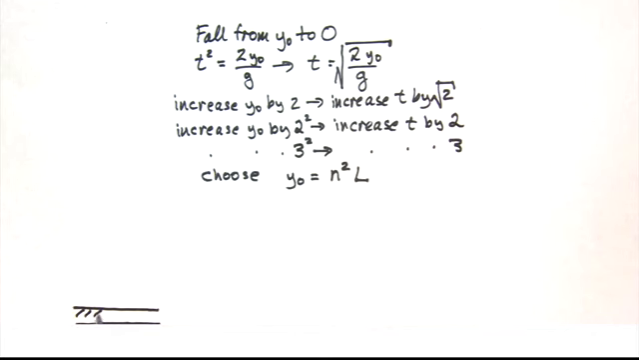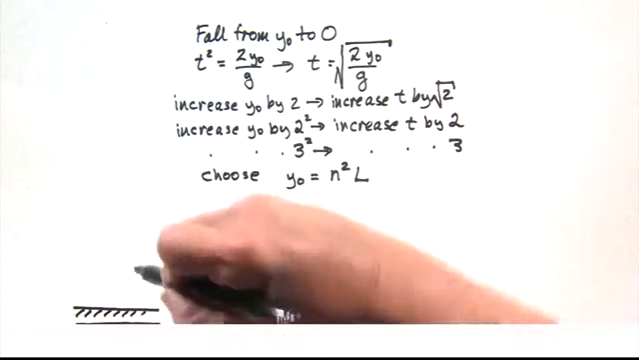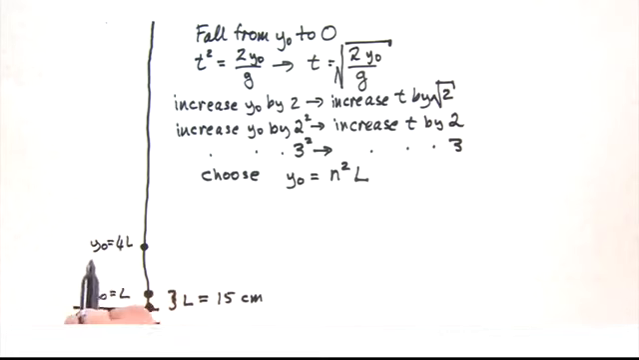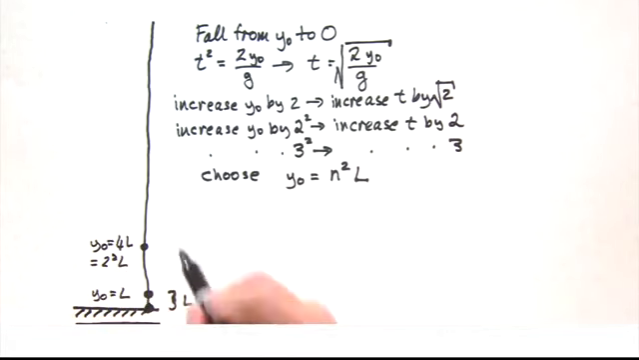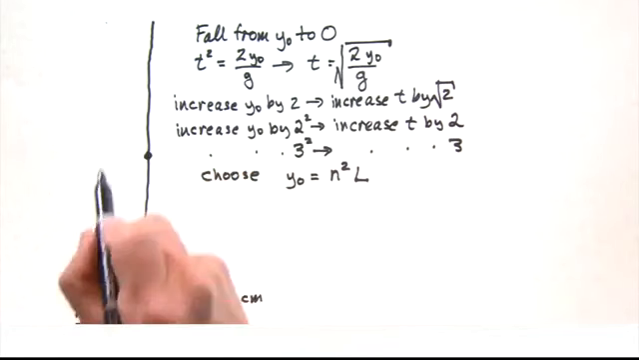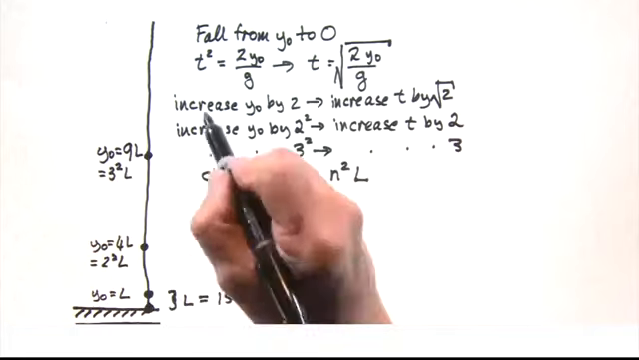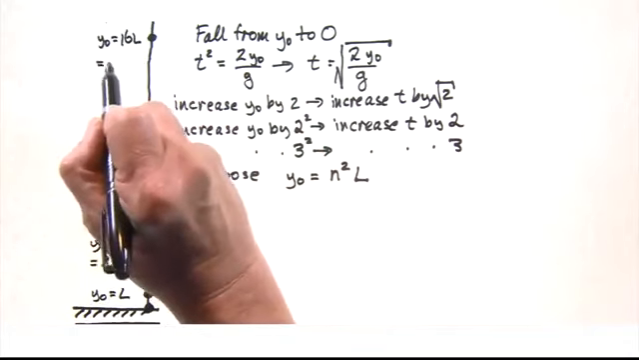On this string, there's a mass at position 0. Call it mass number 0. Then mass 1 is at a height of 15 centimetres, and we'll call that L. Mass 2 is at 4L, that's 2 squared times L, so it will take twice as long to fall. Mass 3 is at 9 times L, mass 4 at 16L.